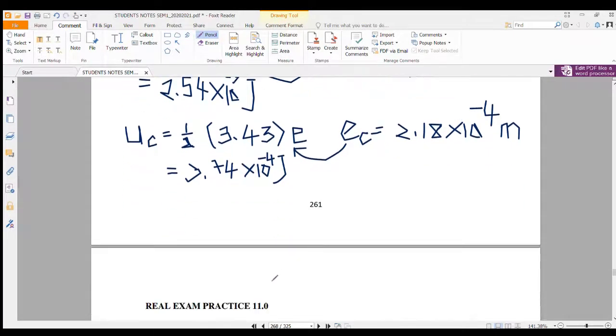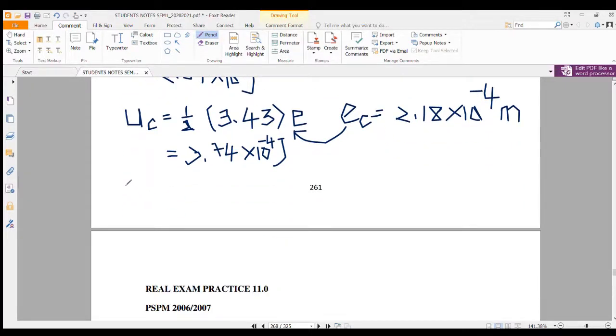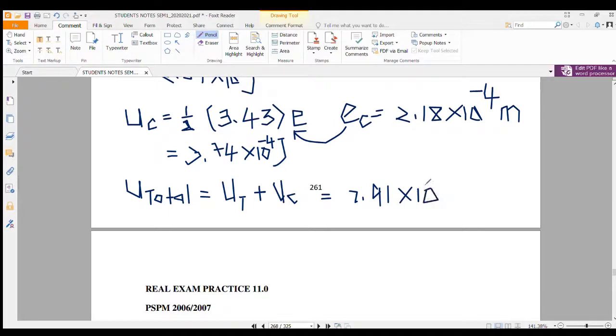But the question asks to find the total. So your U total is the energy for the tungsten plus the energy for the copper. You add them, and you will get 2.91 times 10 to the power of negative 3 joule.